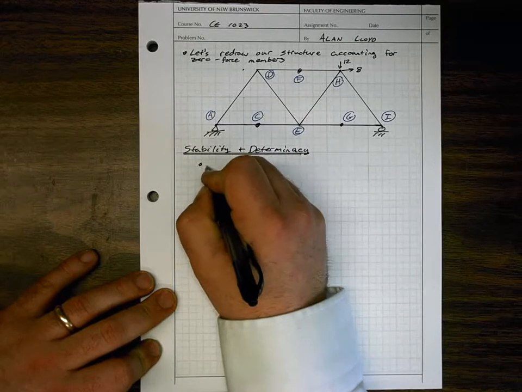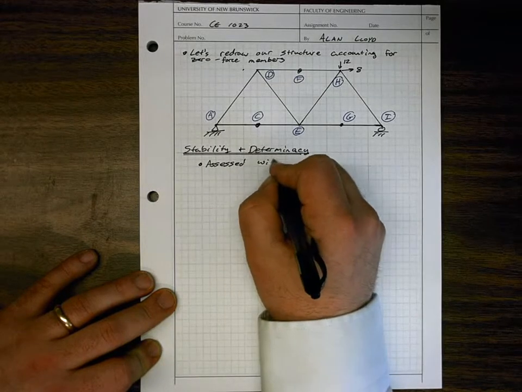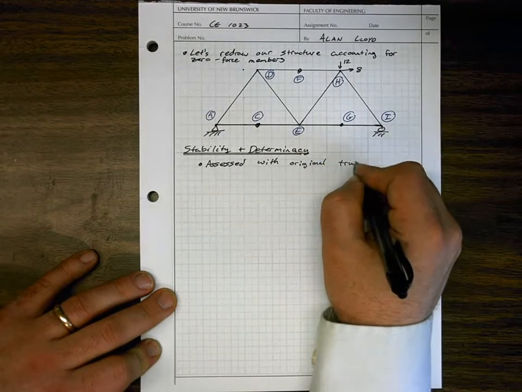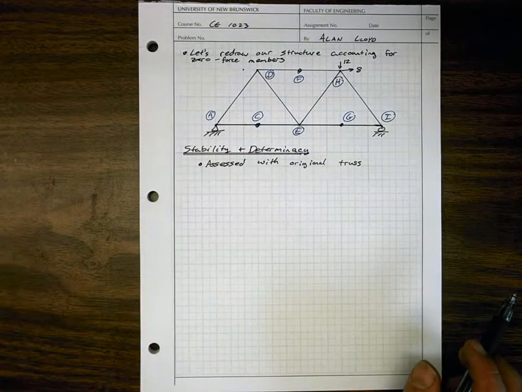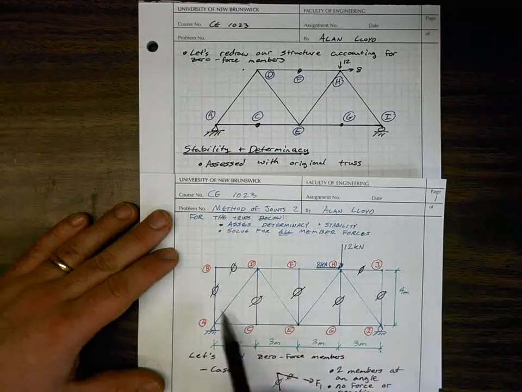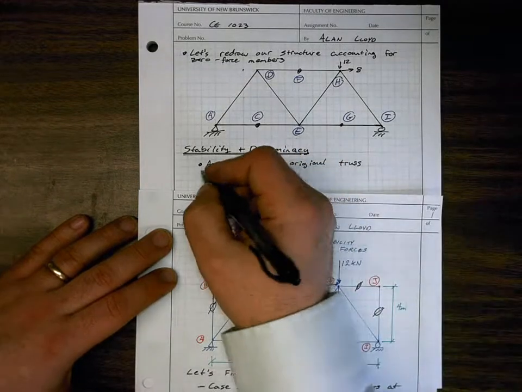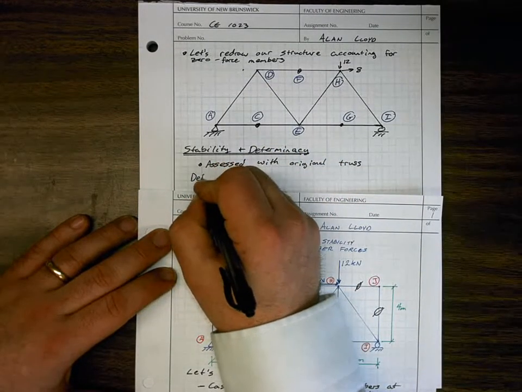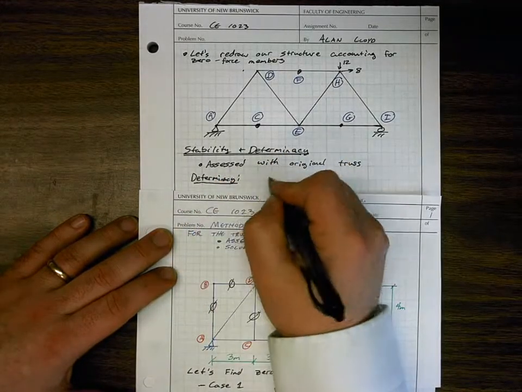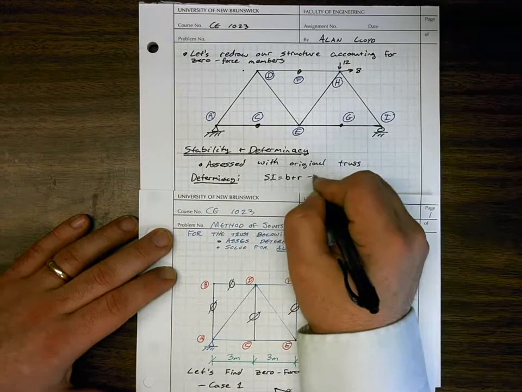So just a note here that stability and determinacy are both assessed with the original structure. In other words, the one prior to identifying all those 0 force members. So we're going to assess this structure here for stability and determinacy. So let's look at this. What we need to do here, first, if we're going to begin with determinacy, we know that SI is equal to B plus R minus 2J.